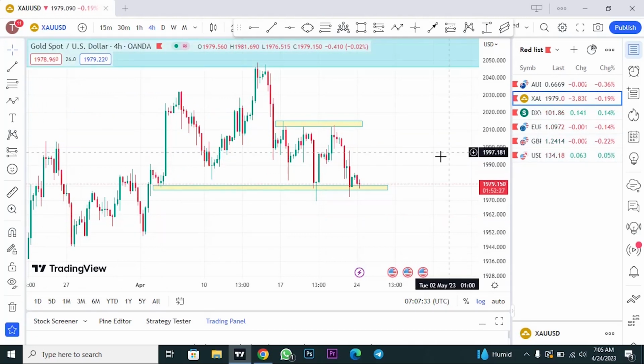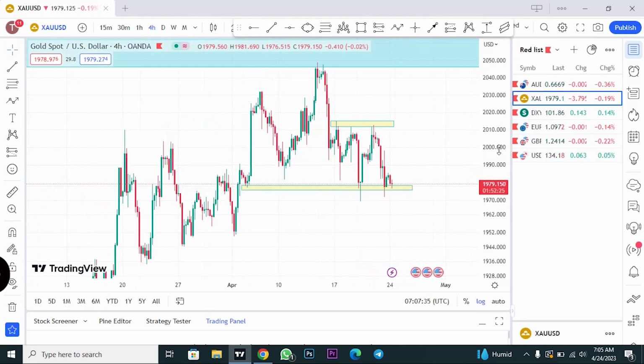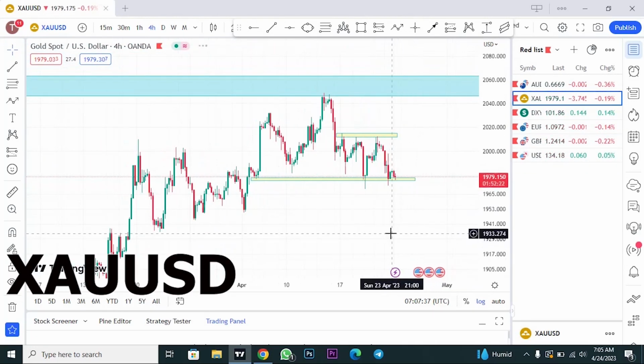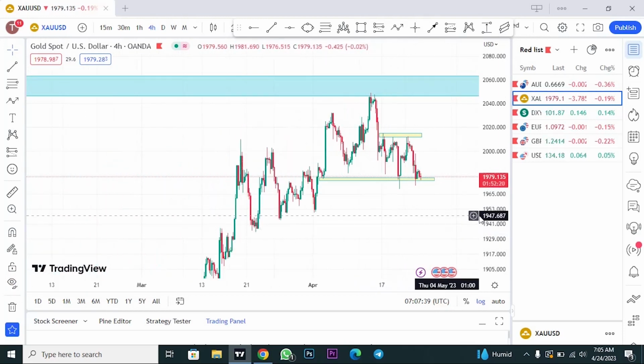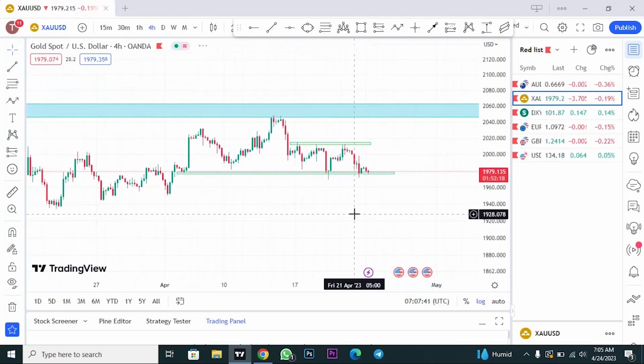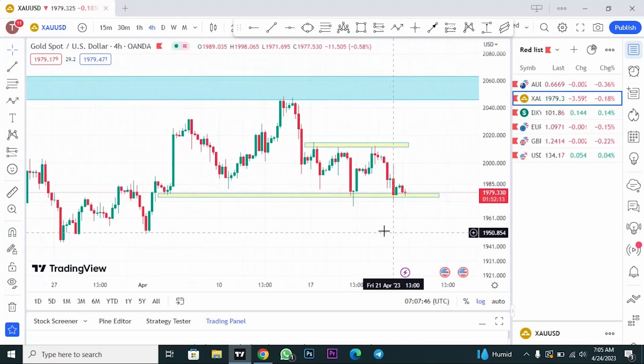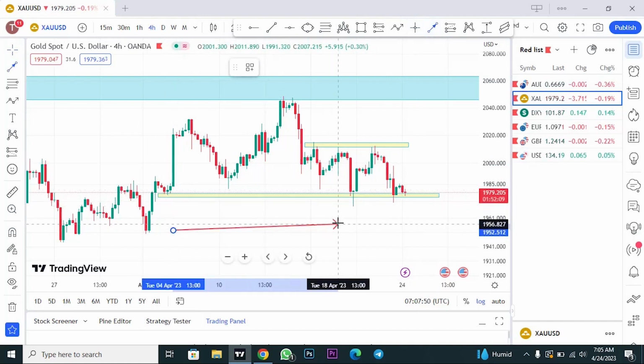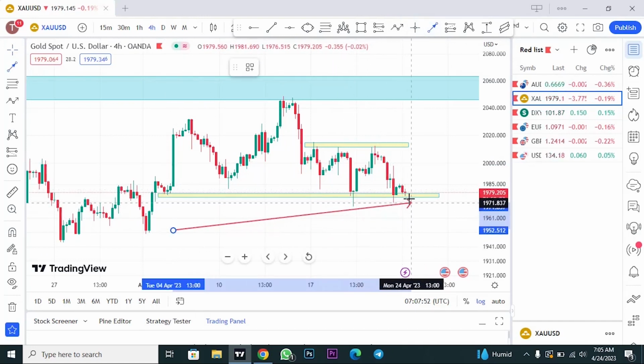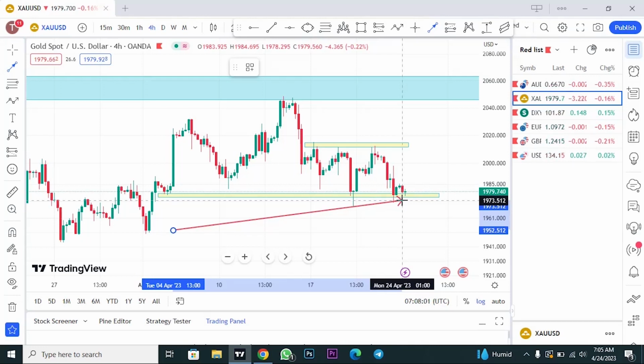Let's start off with gold, XAUUSD. On XAUUSD, price has been bullish for a while now, but on the 4-hour chart we can see price has been rejecting this level: rejected here for the first time, second time, and also the third time, and price is currently still at this point. Since we want to sell on DXY, meaning we are going to be buying on gold. Do you understand what I'm saying?